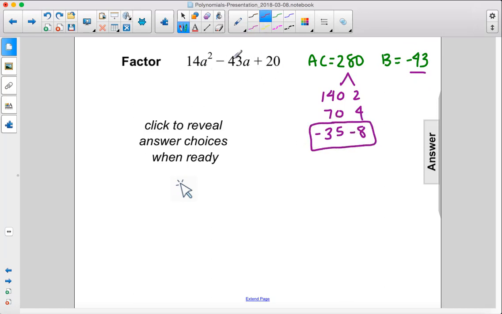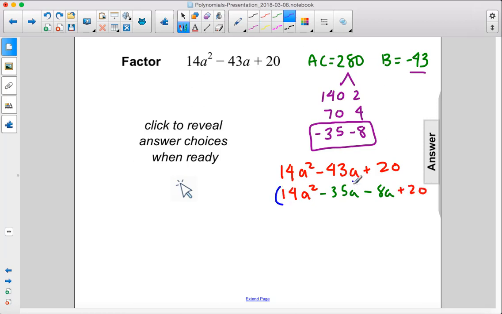So we're going to solve this the same way we've been doing. 14a squared minus 43a plus 20. Then we're just going to split the middle number into negative 35a minus 8a plus 20. Then we group them like this. So we have this negative 8a and a positive 20, but that means if we want to group them like this, we're going to have to change this plus sign into a negative. So that's how that will look. Let me erase this plus sign. Okay, so we flipped the signs inside of here.